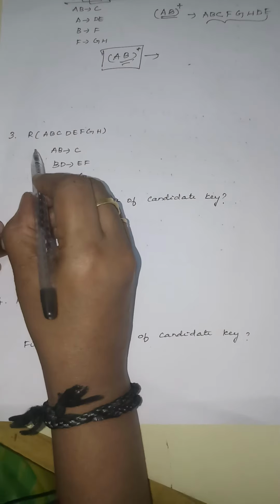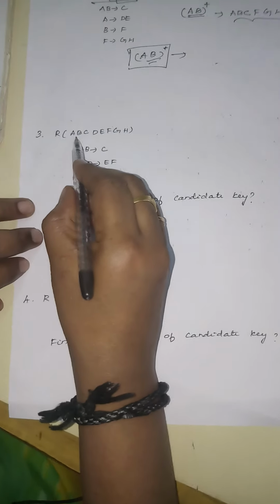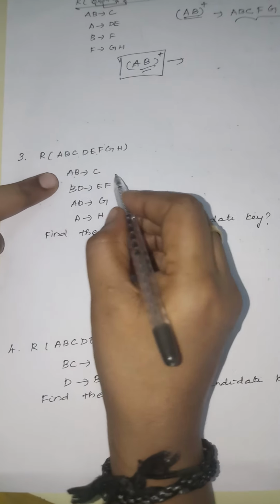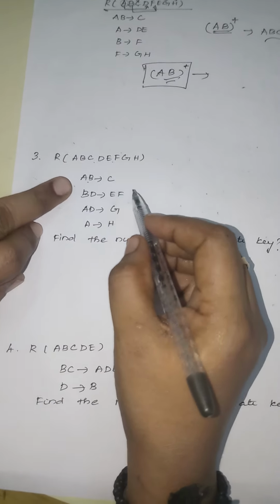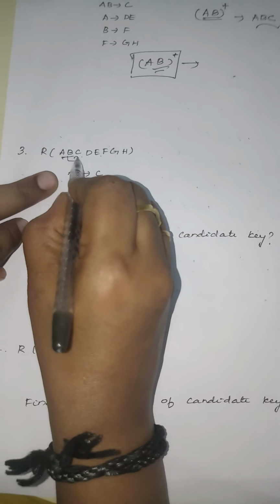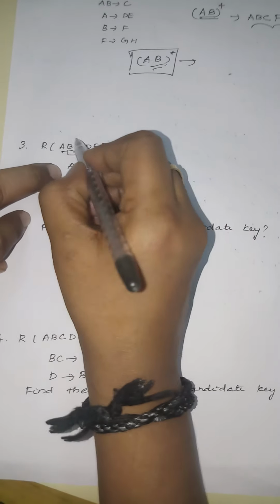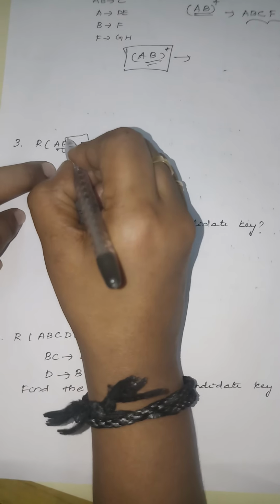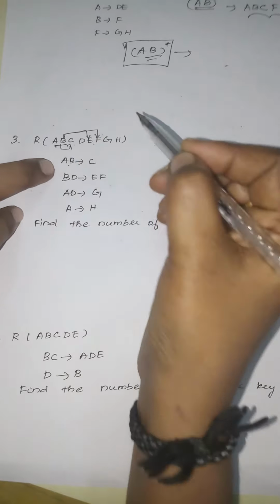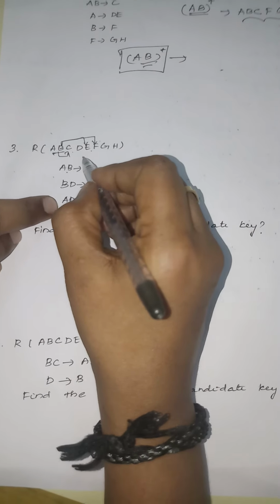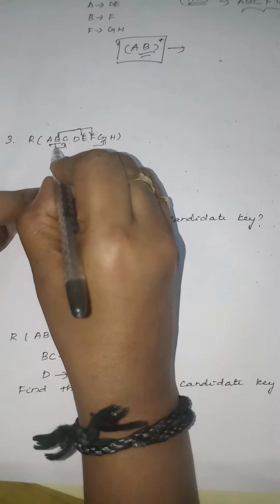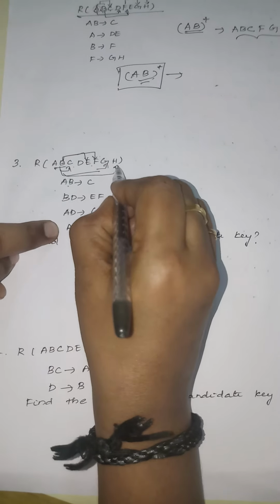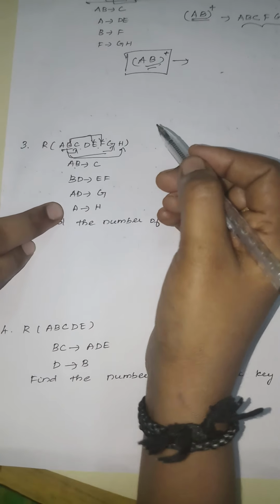Next question. Let us consider the relation R with attributes A, B, C, D, E, F, G, H. Here I am applying the functional dependency concept. AB determines C, BD determines E, and AD determines G. G is one of the inputs here, and attribute A identifies another attribute, that is H. So which one is left?